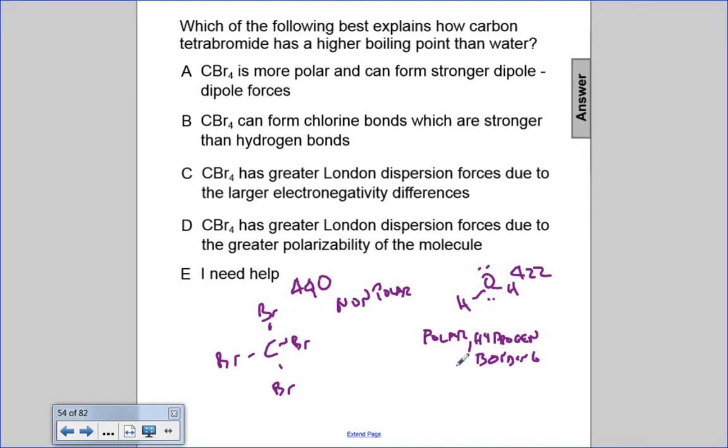Obviously, this cannot be because of dipole-dipole forces, since carbon tetrabromide has no dipole-dipole forces because it's nonpolar. So what else could be causing the difference? What other forces are available? London dispersion forces. So let's check the polarizability.